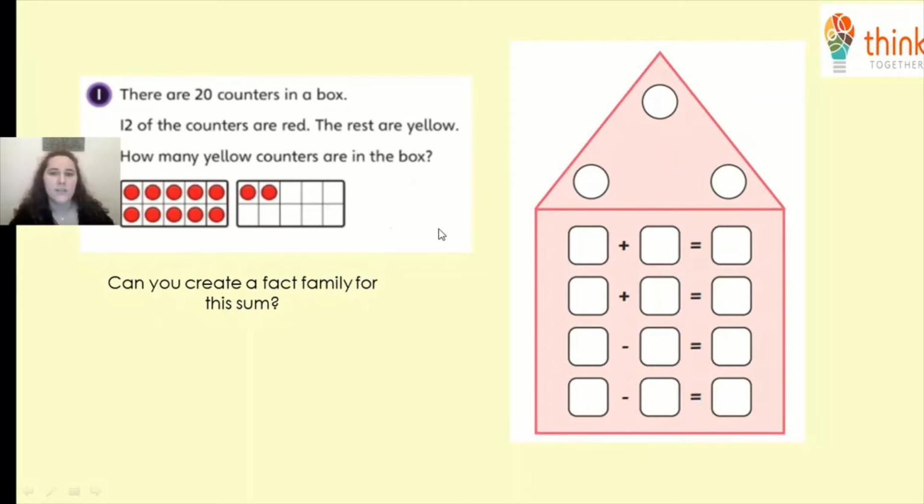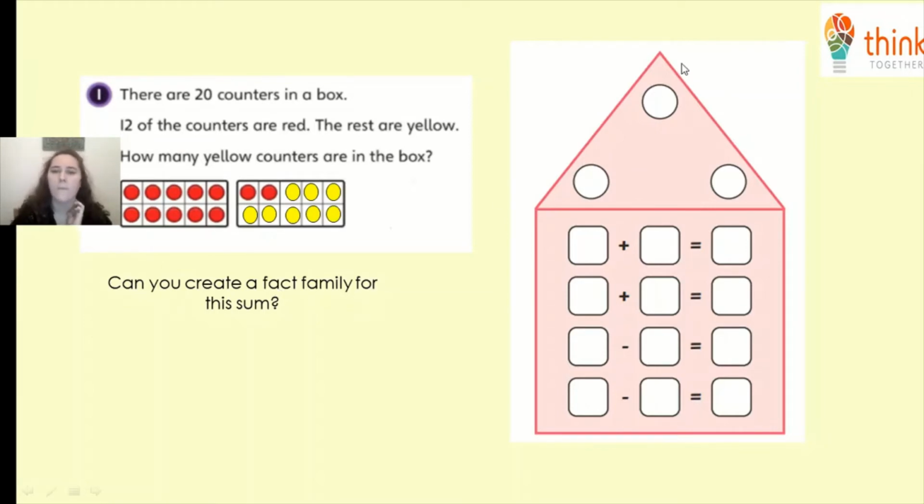What we need to do is fill up the rest of that tens frame and find out how many yellow counters there are. Are you ready? There we go, we've filled up that tens frame. Can you help me count to see how many yellow ones there are? 1, 2, 3, 4, 5, 6, 7, 8. There are 8. Right, let's see what we need to do next. It says, can you create a fact family for this sum?